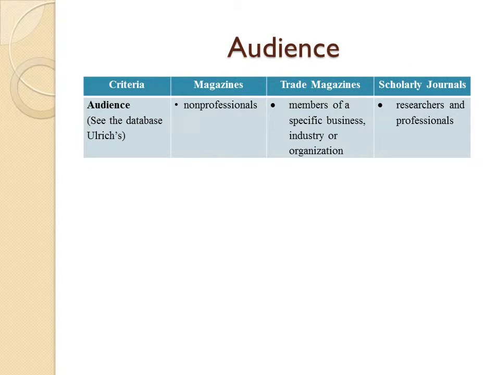The second clue about the type of publication is the audience for it. Who is the audience for the publication? Is it meant to be read by anyone, or is it geared towards a specific business or industry? Is it meant to be read by professionals and other researchers in the field? These also will tell you something about the publication.